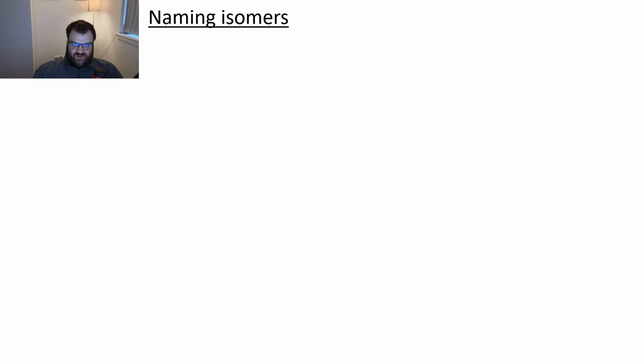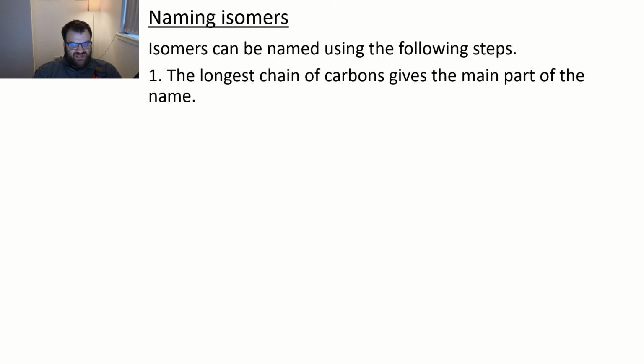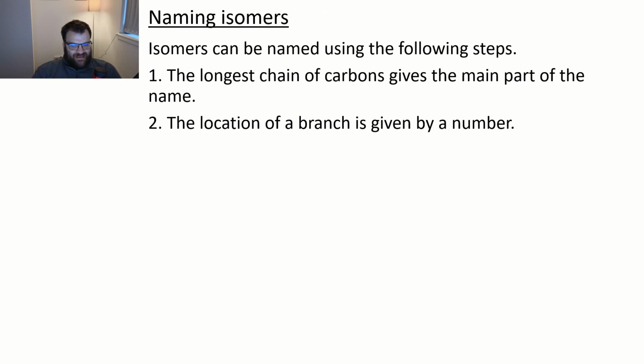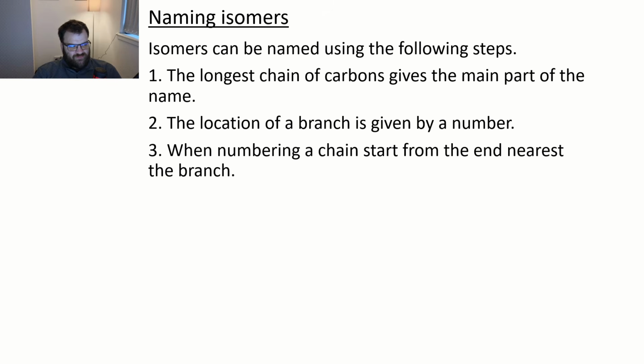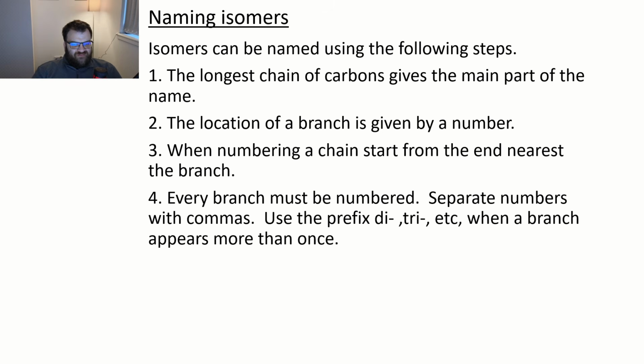5 rules that if you follow, you'll get to the correct naming. The first thing to look for is the longest chain of carbons, which gives us the main part of the name. That is meth, eth, prop, but, etc. If you have any branches, so the sticking out carbon or carbons, that needs to be given a number, a value to tell you where it's sticking out of. When you're numbering a chain, you want to start from the end nearest to the branch. We want the lowest value for our branches. Every branch has to have its own number. That's when you have things like di and tri methyl and things like that we'll come on to.